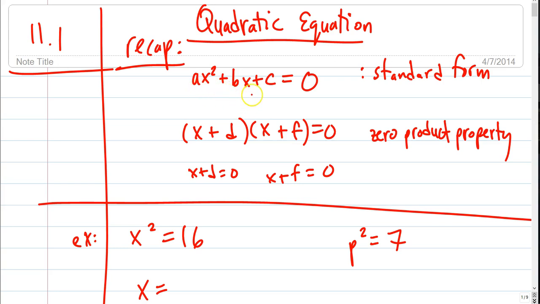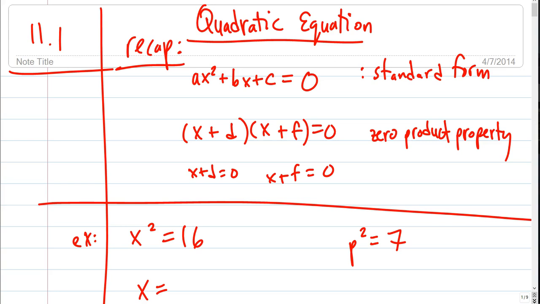If we have ax squared plus bx plus c equals 0, that is called standard form. And the easiest way to solve these is if they can be factored. We factor this and end up with a d and an f. We know that d times f multiplies to make c, so c is equal to whatever d times f is, and the sum of those two numbers, d plus f, gives us the b. This is how we've set this up in the past. Maybe that's more complicated than we need, but the idea is that we can factor it, set it equal to 0, and then solve it.